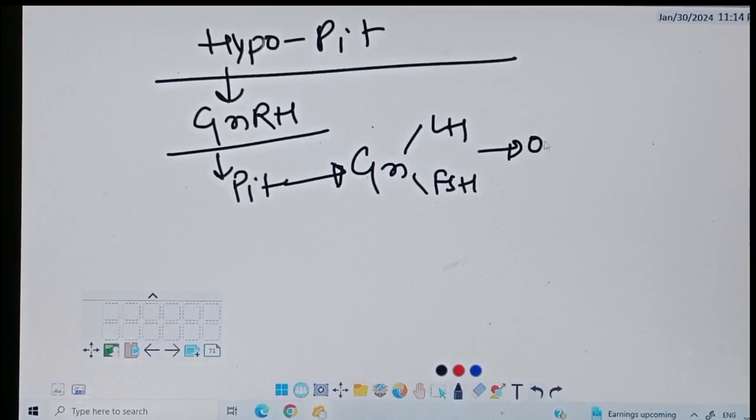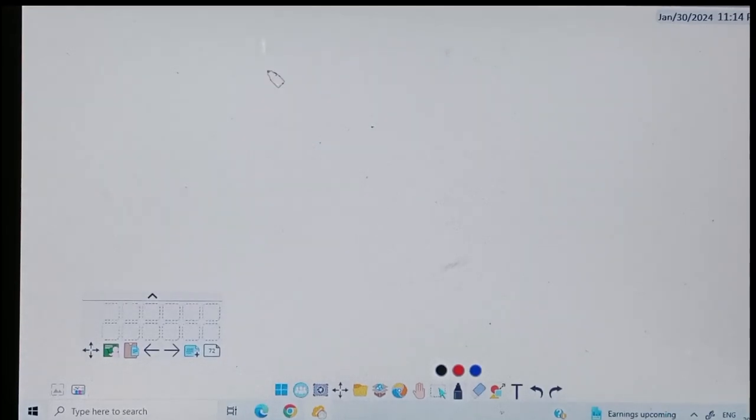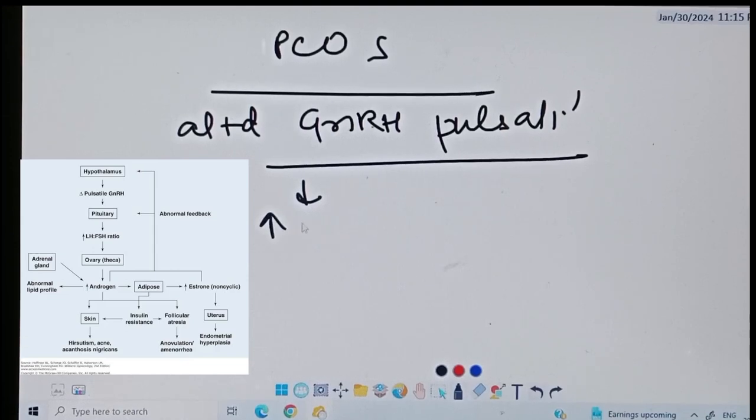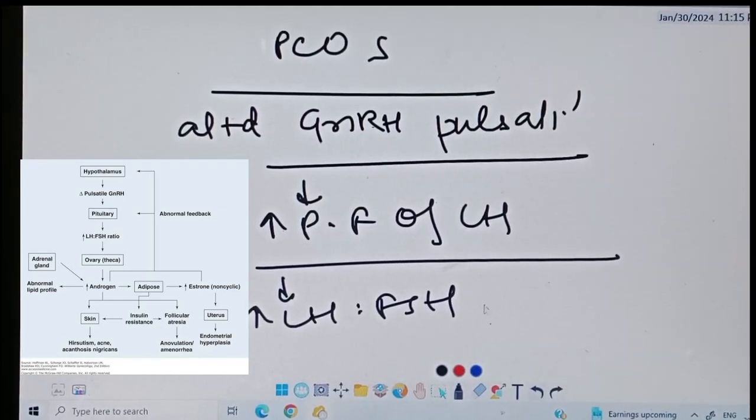This acts on what? This acts on the ovaries, which produce estrogen and progesterone. Moving on to the next slide, what is the problem in PCOS? In PCOS, there is altered GnRH pulsatility. This leads to what? This leads to increased pulse frequency of LH compared to FSH, thus leading to an increased LH-FSH ratio.